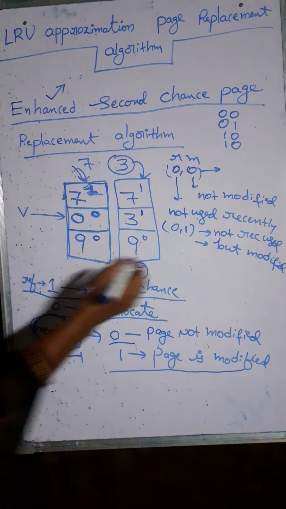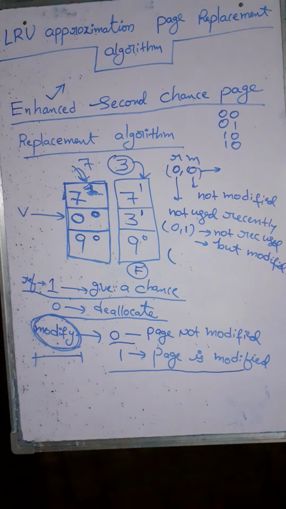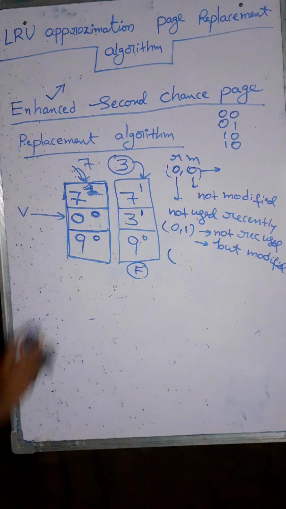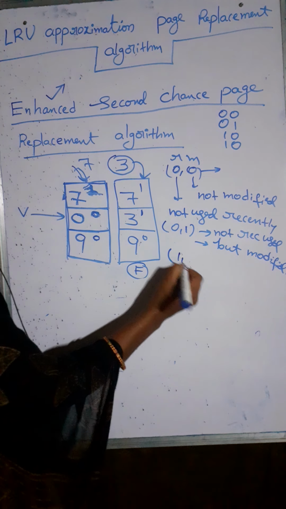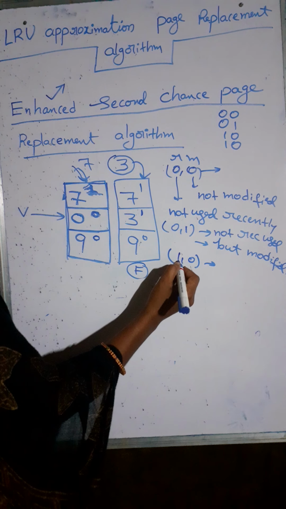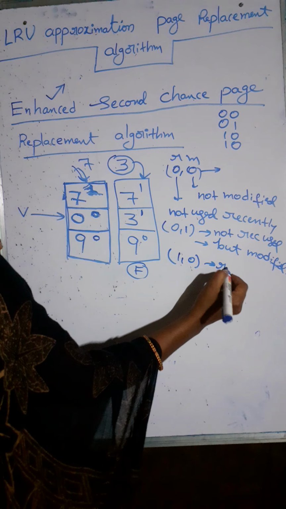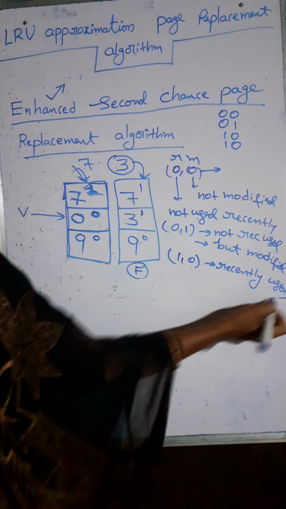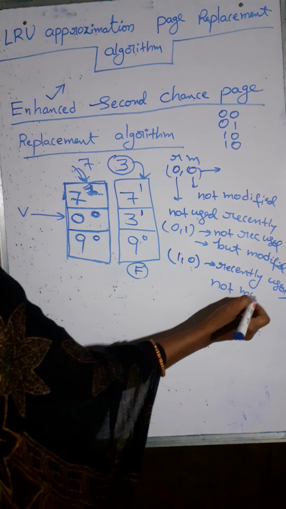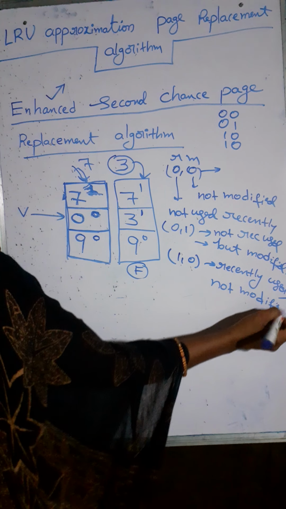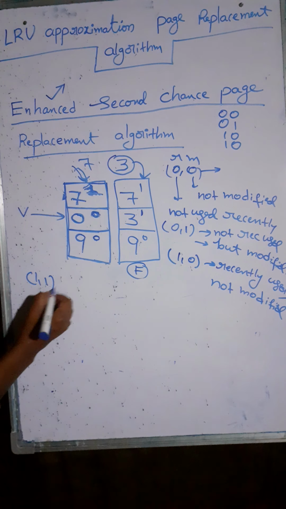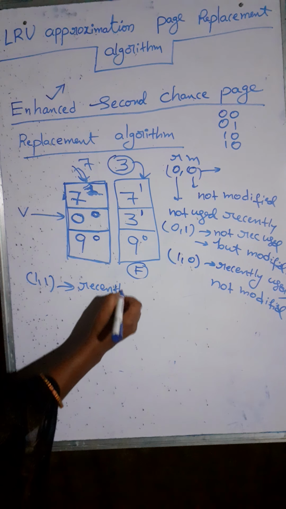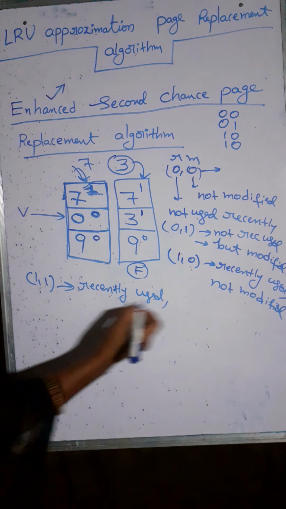So what is the next pair? 1, 0. 1, 0 means the reference bit is 1, which means recently used, and 0 means not modified. This is the modify bit, right? Not modified. And the last pair is 1, 1. So 1, 1 means recently used, and 1 means modified.